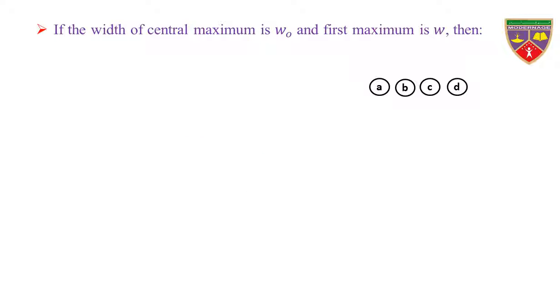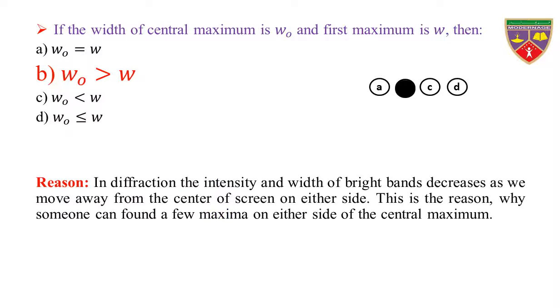If the breadth of central maximum is omega naught and first maximum is omega, then option A, omega naught is equal to omega; option B, omega naught greater than omega; option C, omega naught less than omega; option D, omega naught less than or equal to omega. The key is omega naught greater than omega. Therefore, the correct option is B.